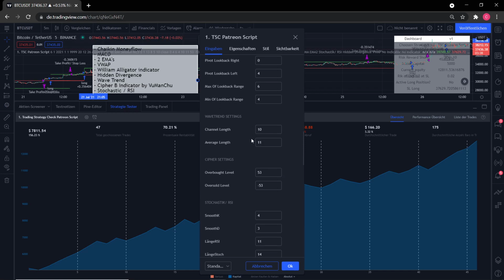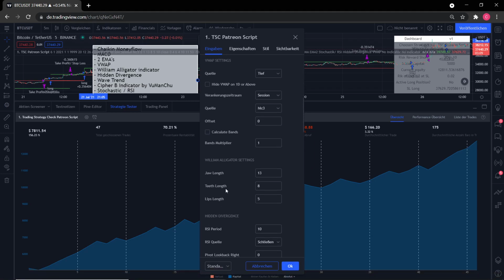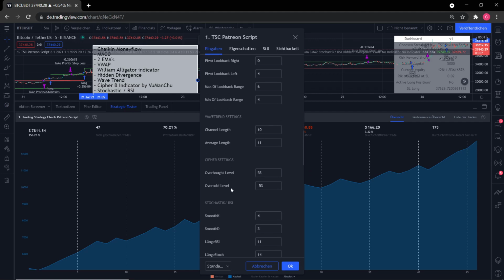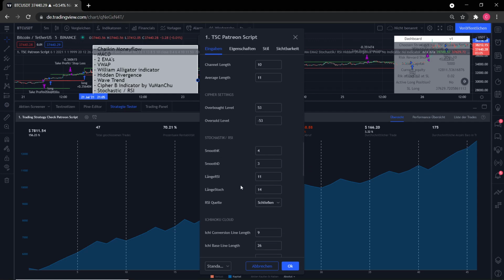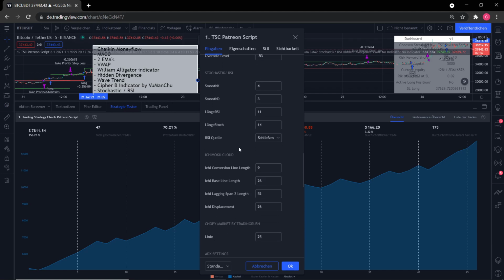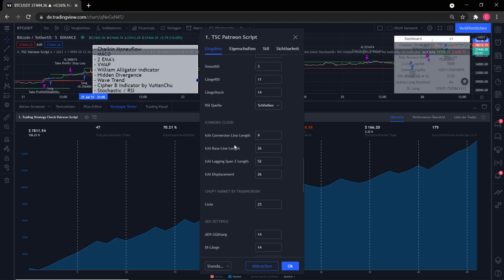Wave trend. For a signal, both lines must be below the zero line. Cipher. I have oriented myself here somewhat on the VuManChu Cipher B, but must still revise this indicator somewhat, since I do not like the result. I expect to revise the indicator in the next 2 days. Stochastic. For a signal, the K line must cross the D line.